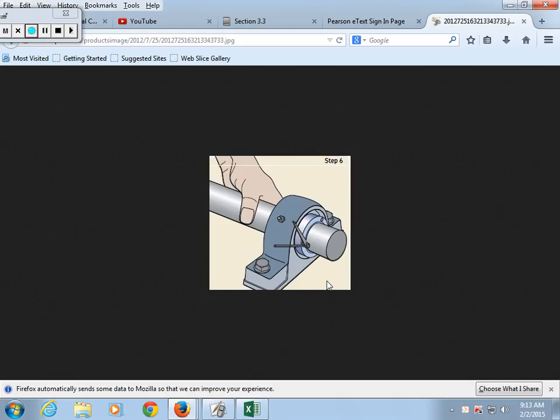So the bearing will move. What happens if it's loose? And what happens if it turns at a high RPM? In other words, if this doesn't have a tight fit like this, the shaft is hooked up to a motor somewhere, all right? And it's just going to turn and turn and turn inside this bearing, and the bearing's not going to move.